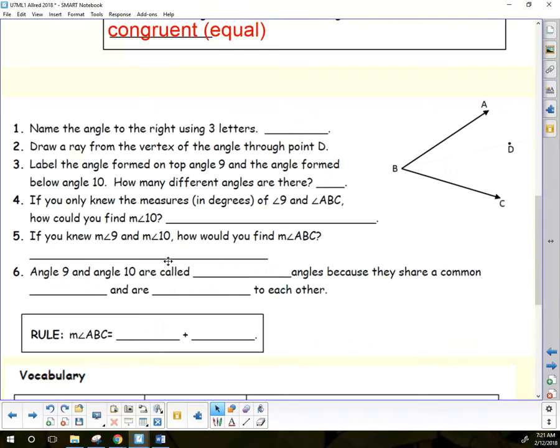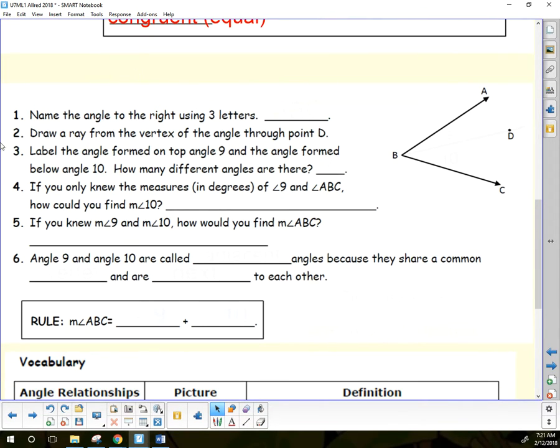Okay, here's the last thing we're going to do. We're going to talk about one more vocabulary word. So this angle to the right, ABC. This is angle ABC. I know this looks kind of like a less than sign, but that is the math icon used for an angle. This is angle ABC.